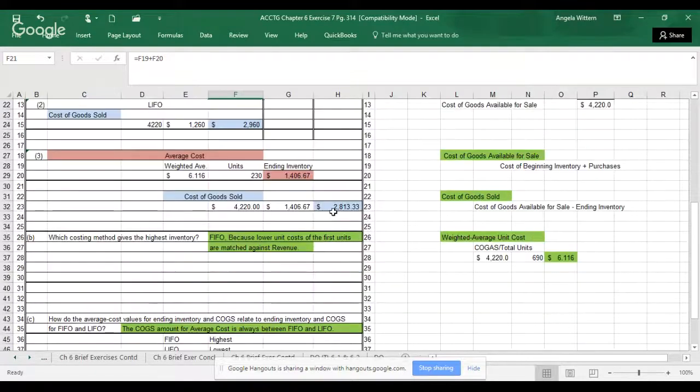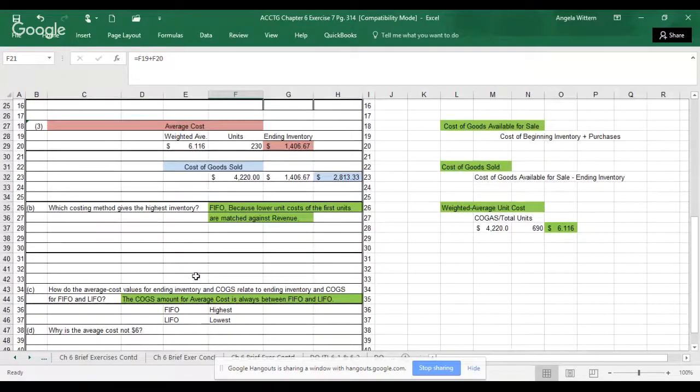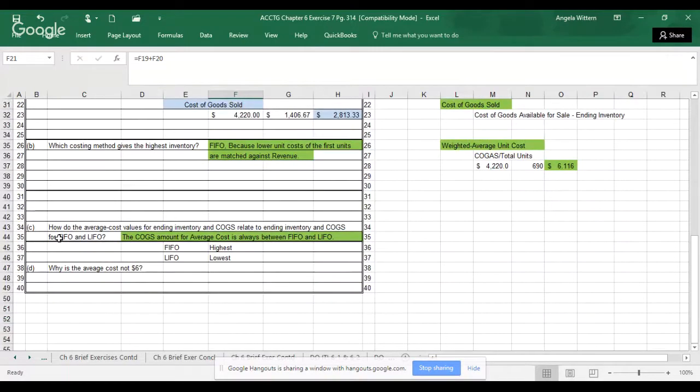Now, I have 3 questions that we were asked to contribute to. The first one, the answer was easily found in the text. Which costing method gives the highest inventory? And that would be first in, first out, because the lower unit costs of the first units are matched against current revenue. I thought that was a really good explanation. The other 2 questions, how do the average cost values for ending inventory and cost of goods sold relate to the ending inventory and cost of goods sold of both FIFO and LIFO?